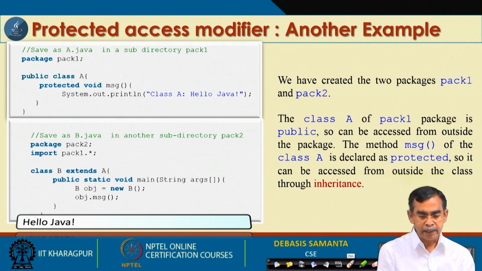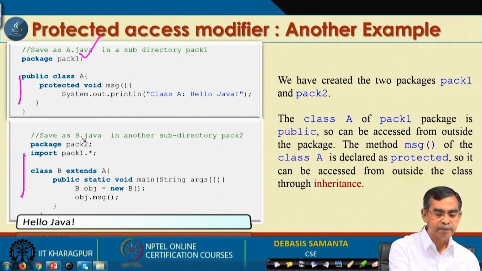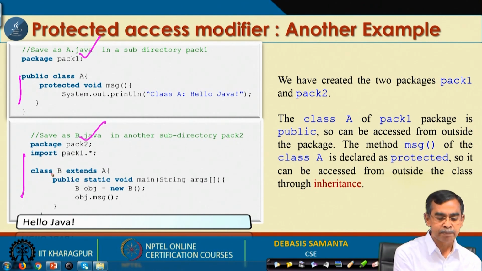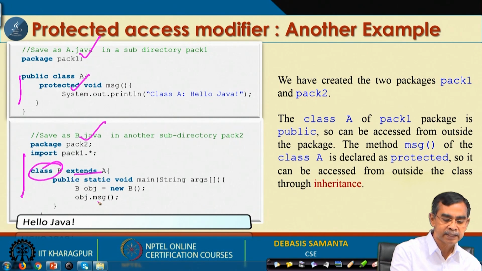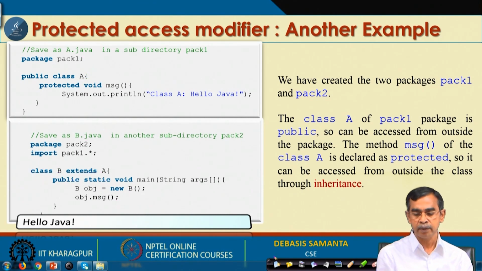So, the same example in a little bit twisted manner. We create this class and save it in A.java, and another class saved in B.java. Class A is in a different directory and class B is in a different directory, and class B extends A. So, class B is a subclass of superclass A. So, no problem, all protected members, for example this method, are accessible to this, and so this is a valid output. So, this is the concept of protected.